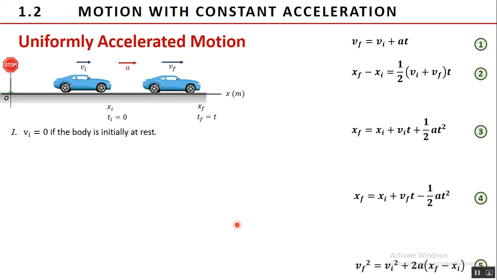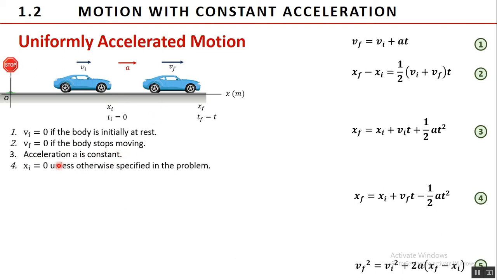It is also suggested to consider the following. Set the initial velocity to 0 if the body is initially at rest. Set the final velocity to 0 if the body stops moving. Acceleration is constant at any time t but the final velocity varies with time.